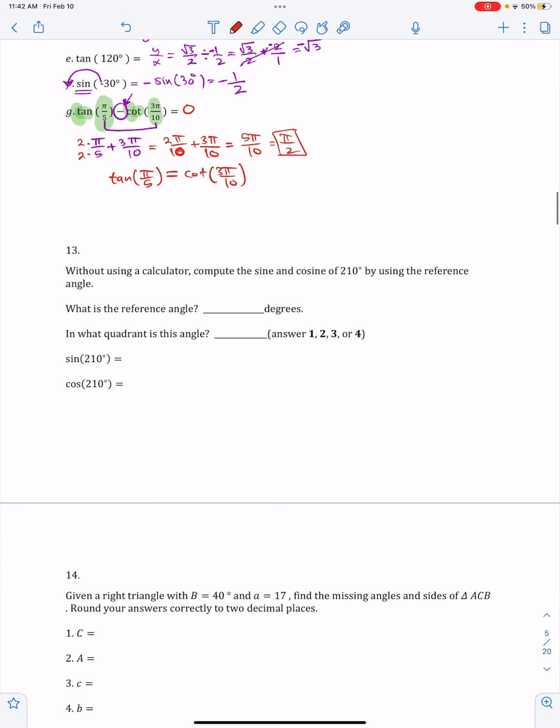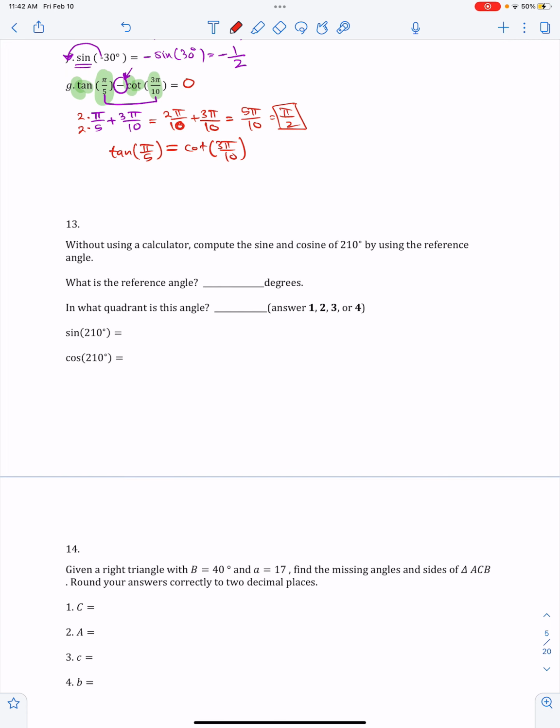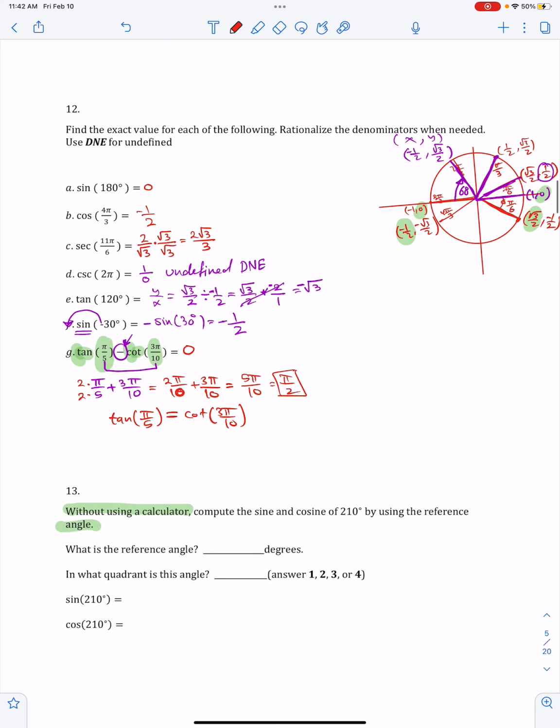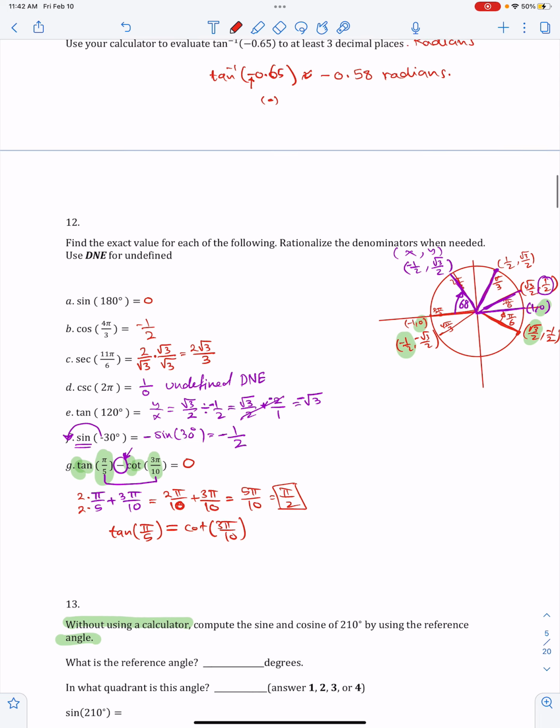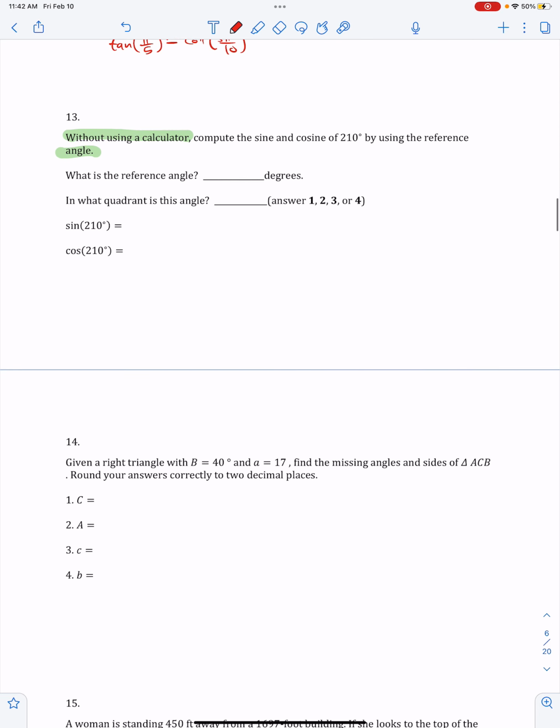Number 13, we need to compute the reference angle for the angle 210 without using a calculator. So here you're not going to be allowed to use a calculator, just like the previous one. We did not need the calculator for that. So here we need to find the reference angle for 210. Notice how 210 is in the third quadrant, which means we need to compute this much of an angle. That is the reference angle.